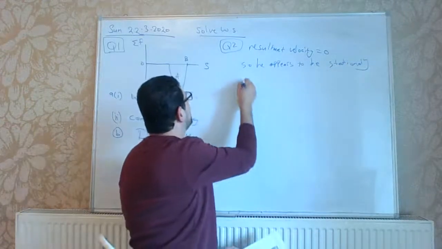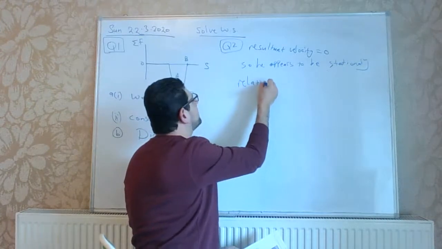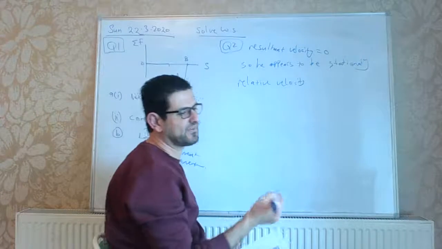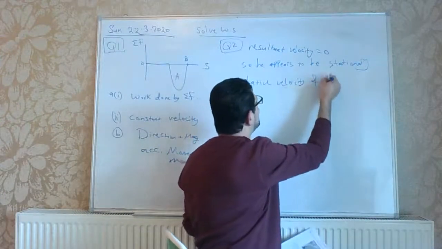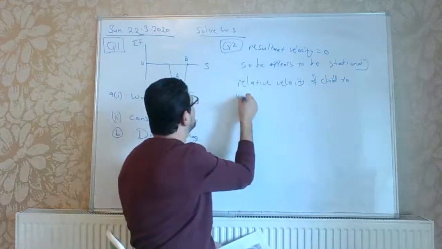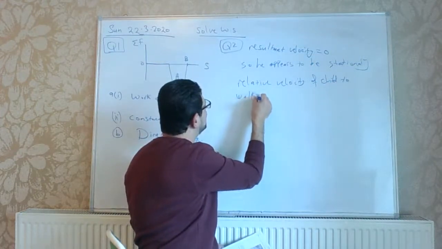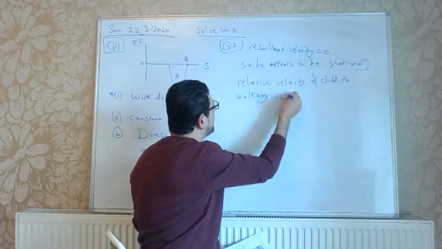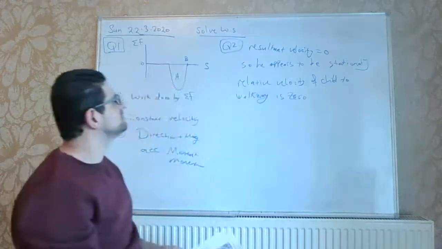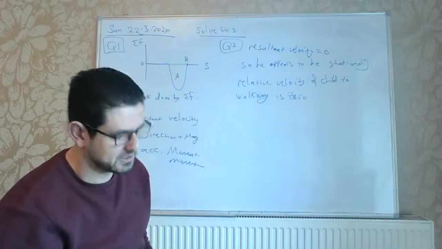The relative velocity, maybe if we get used to it, it makes a nicer answer. Relative velocity of the child to the walkway is 0. No relative velocity. Okay.